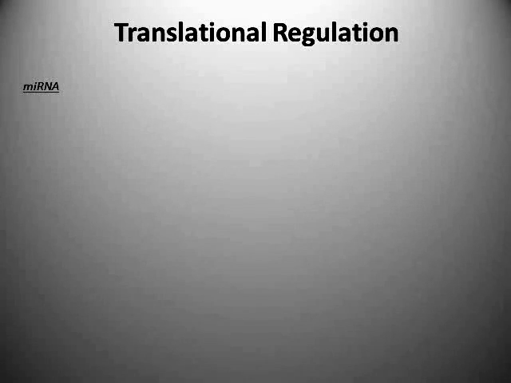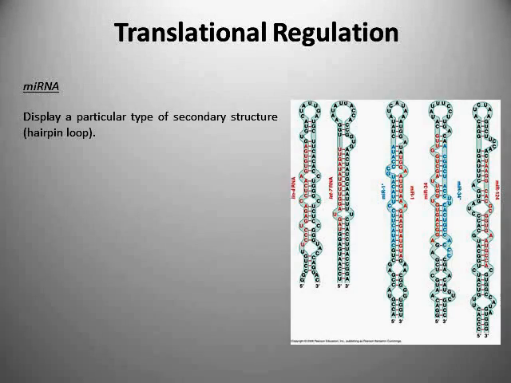So what I want to consider now are microRNAs, which from a disease point of view are more important, one would argue, than short interfering RNAs. MicroRNAs are interesting. They display a particular type of secondary structure, the so-called hairpin loop structure, but with a few differences to what we've talked about thus far with regards to the hairpin loops that appear in the 5' and 3' untranslated regions of mRNA.